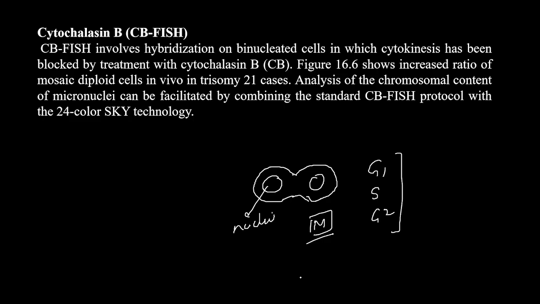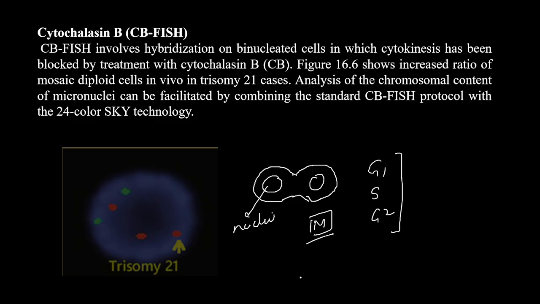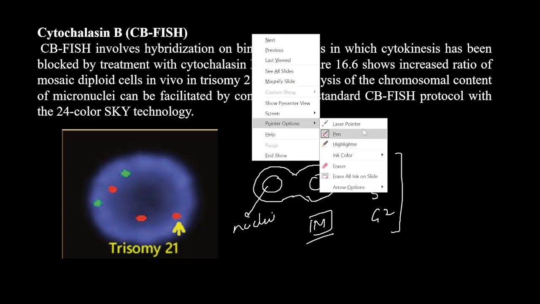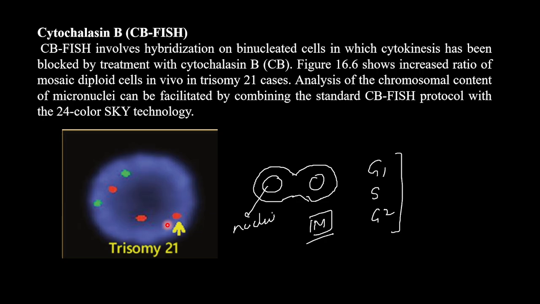This is the region where this particular FISH is basically used. So here you can see there are three chromosomes in one nucleus. It means there is a trisomy, meaning there is a non-disjunction of the chromosomes, meaning the chromosomes are not separated nicely. So in one nucleus there are three chromosomes, and in another nucleus there will be one chromosome. So this is trisomy 21.